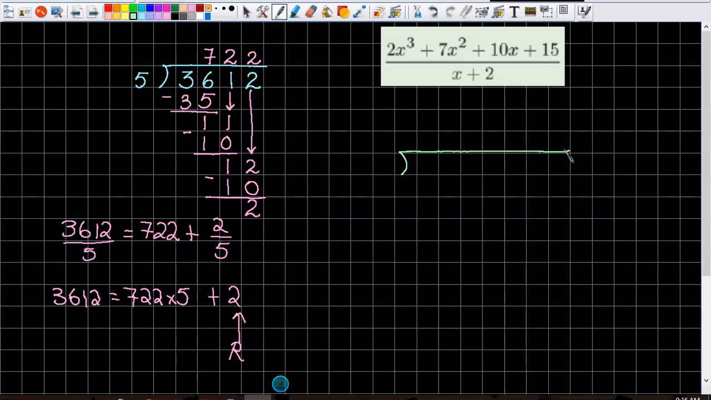Okay, so we are dividing by x plus 2. And what are we dividing? We are dividing the 2x cubed plus 7x squared plus 10x plus 15.